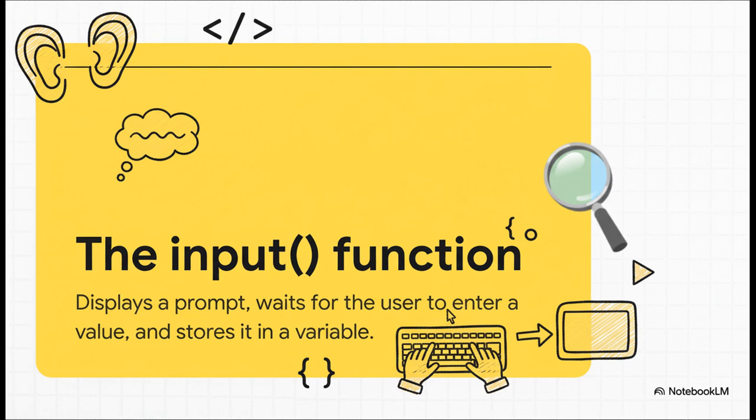It's super simple. First, it shows the user a prompt. That's just our question, like, what's your name? Then it just waits. It patiently waits for you to type something and hit enter. And whatever you typed gets captured and stored in a variable so we can use it later.